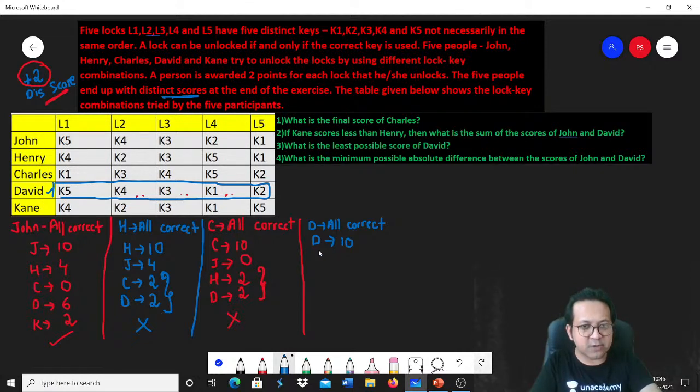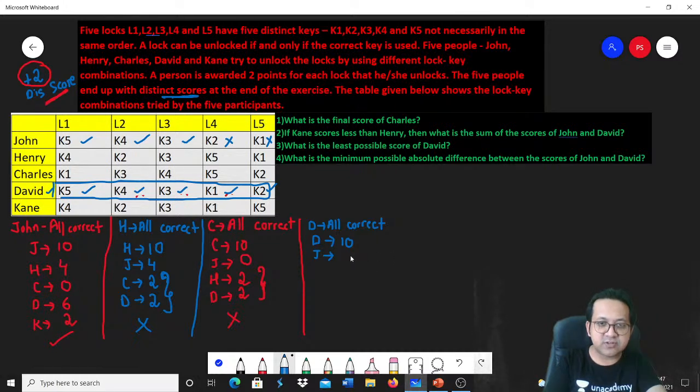Now let's compare. Let's start with John. If D is getting all correct, for the first one the correct key is K5. John also uses K5. So John got this correct. Next, the correct key is K4. John also uses K4. Perfect. Third, the correct key is K3. John also uses K3. Perfect. Next, the correct key is K1. John uses K2. This is wrong. Next, the correct key is K2. John uses K1. This is wrong. So how many did John get correct? 3 correct. Per correct 2 points, so 3 correct is 6 points.